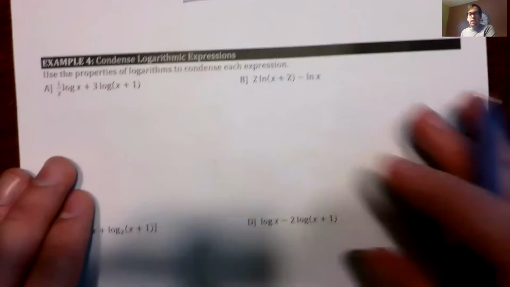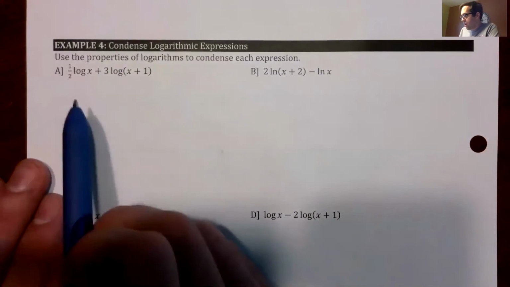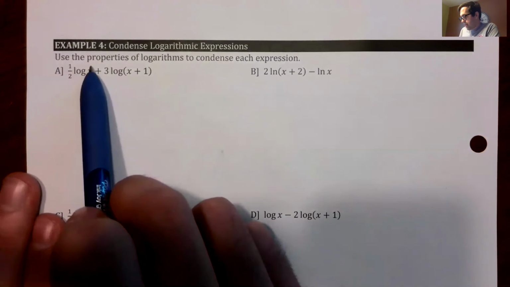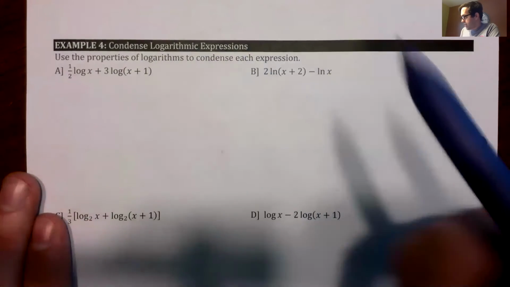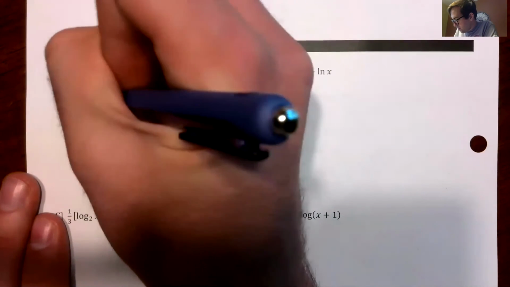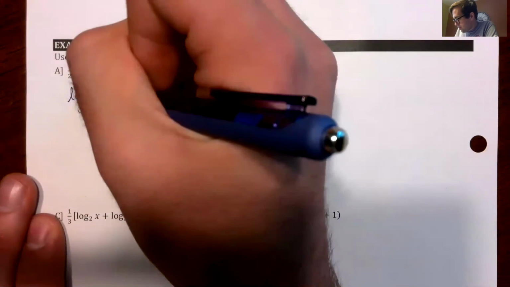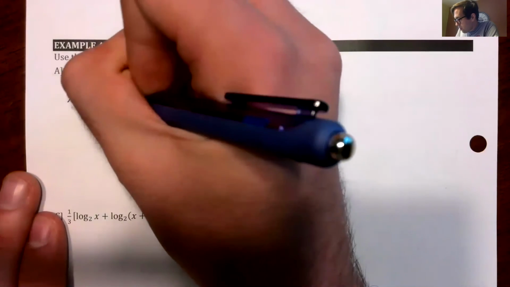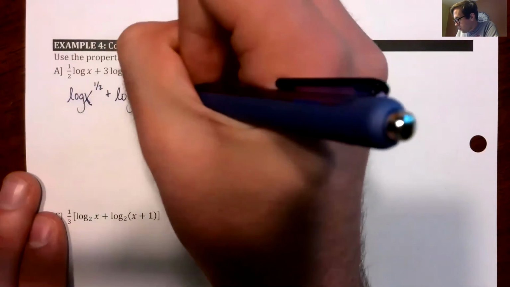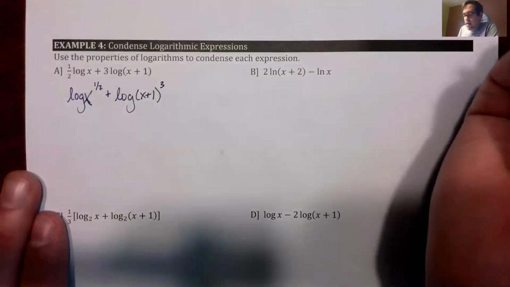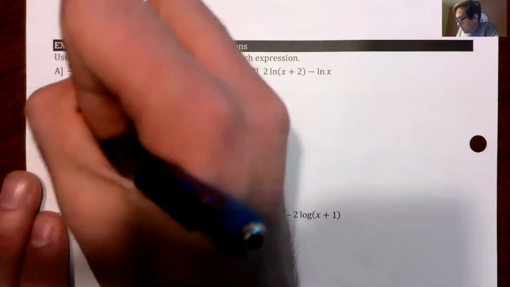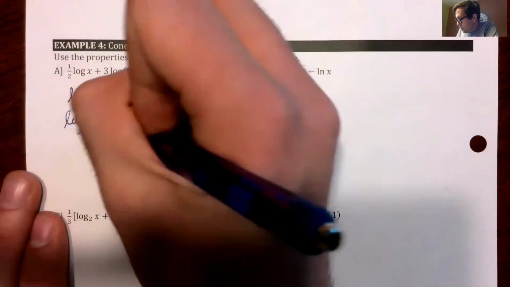So let's try this in letter A back here. I have a coefficient that should be written as an exponent and another coefficient that should be written as an exponent. So I'm going to do that first. Log x, kind of wrote that x wrong, but we got it. Log x to the 1/2 plus log of x plus 1 cubed. And all fraction exponents are supposed to be written as roots instead, like this.